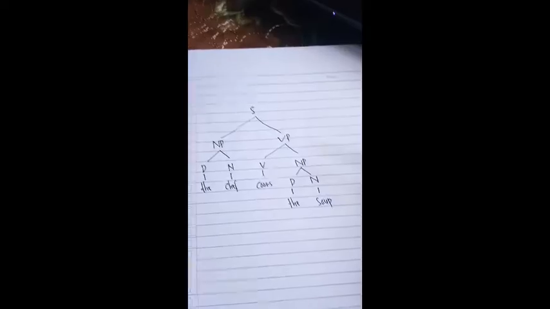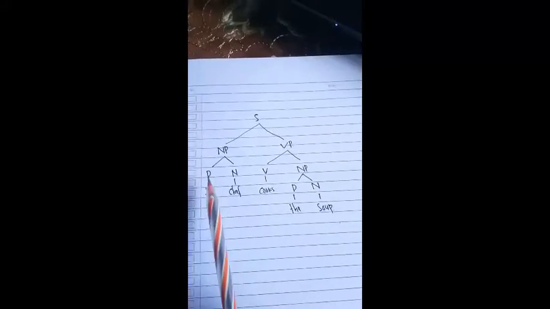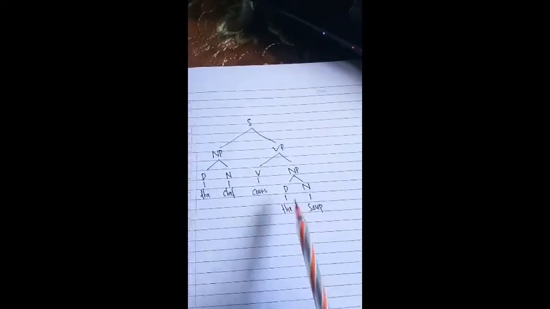And then cooks. Cooks in here is the verb. We can write V, verb, and then the is determiner. And then soup is the noun. Okay, so this is the example of a tree diagram. The chef cooks the soup. The in here is the determiner, chef, noun, cooks, verb, the also determiner, and soup in here is noun.